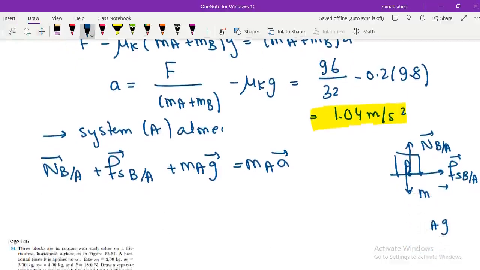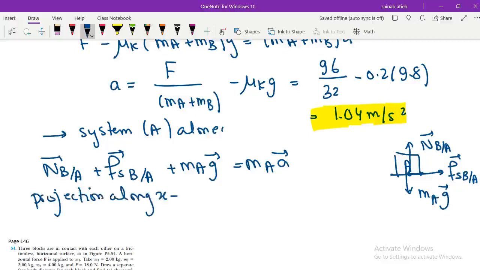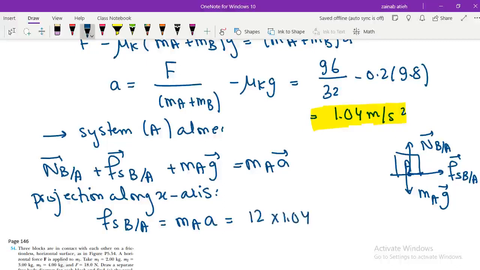هيدي ال MAG نزلت لتحت. So projection along x-axis شو بيطلع؟ FS B over A equals MAA is equal to 12 times 1.04 equals 12.48 Newton. And this is the answer.